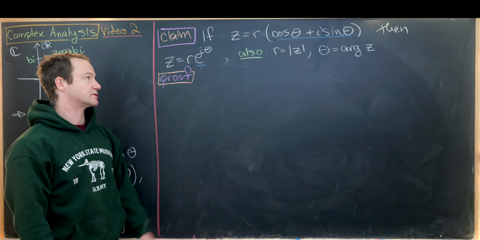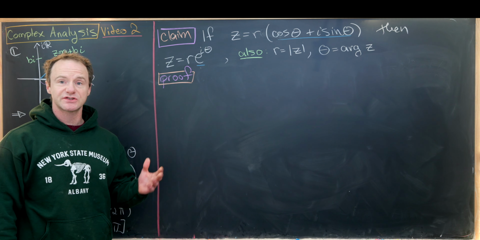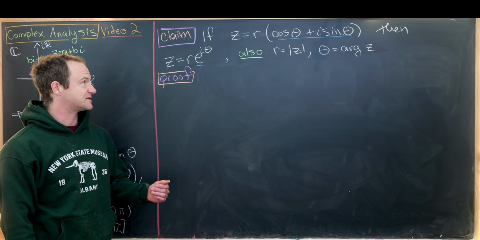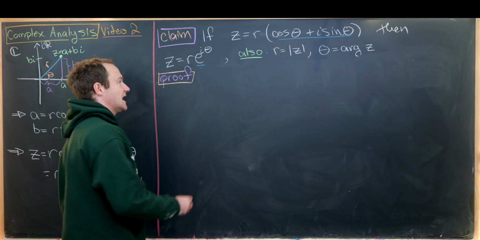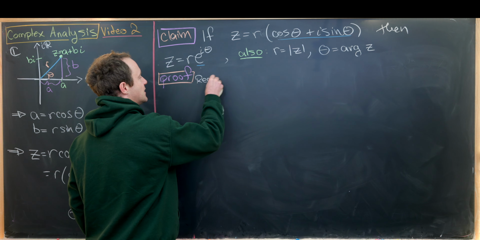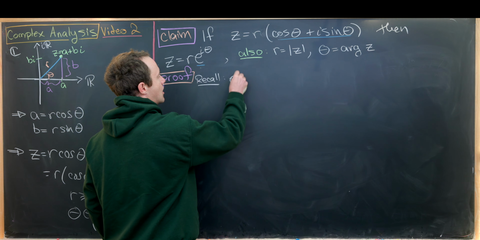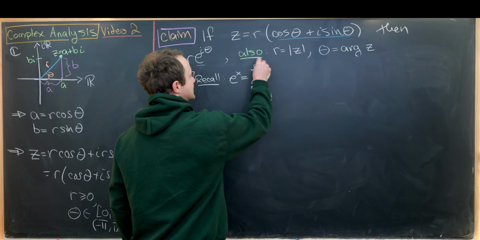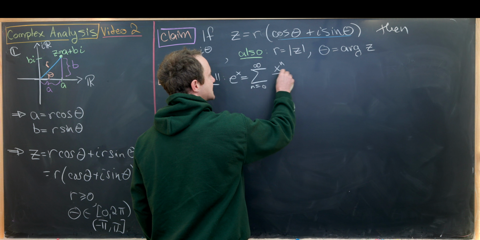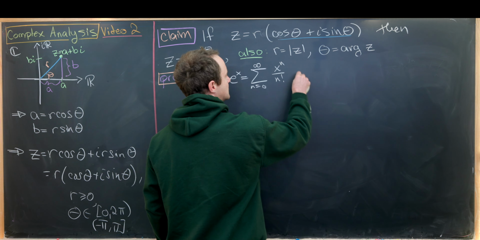Everything else will follow because we're just multiplying by r. So let's start off by recalling the series expansion of these three functions, the exponential function, sine, and cosine. So let's put that in here. We're going to recall that e to the x has a Maclaurin expansion of the sum as n goes from 0 to infinity, x to the n over n factorial.